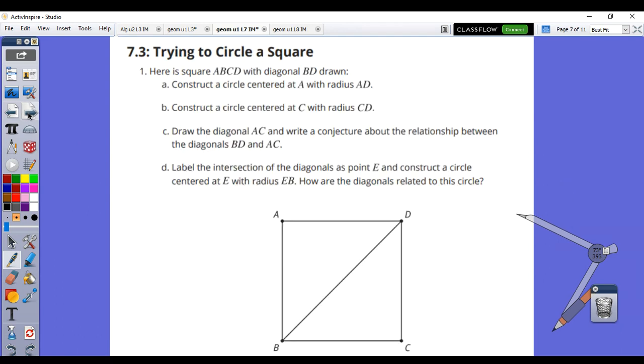On 7.3, we're trying to circle a square. So we've got a square. I'm going to try and follow the directions. I'm going to construct a circle centered at A. This would be a good one. I think I have this on GeoGebra for the GeoGebra activity, so it'll be a good one to do there. Circle centered at A with radius AD.